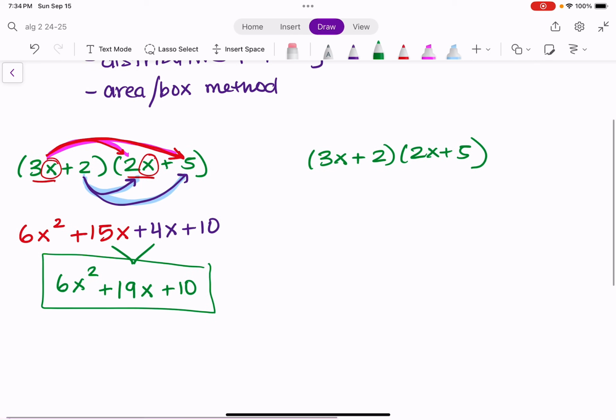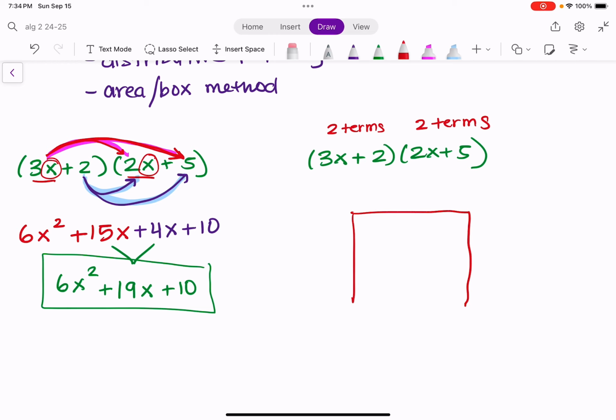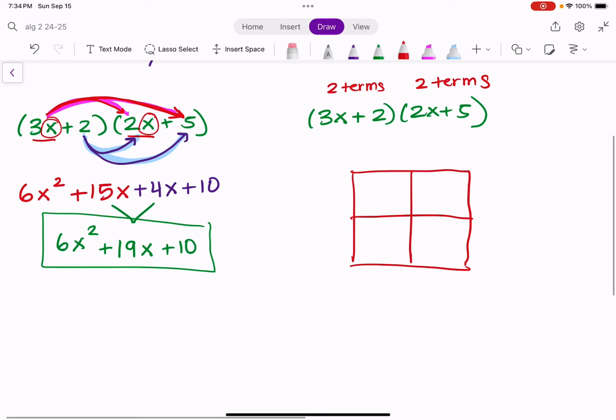Now, the other method is what we call area or box method. This parentheses has two terms, and this one also has two terms. So we're going to make a 2 by 2 box. It's going to basically look like this square. We take this first parentheses, and you can put it on the top or the side. So 3x and then positive 2. Then take this second parentheses and put it on the side.